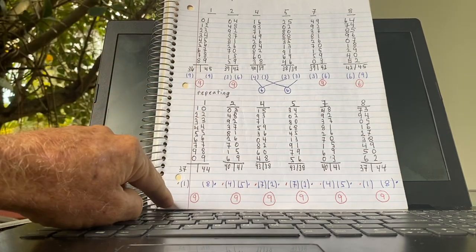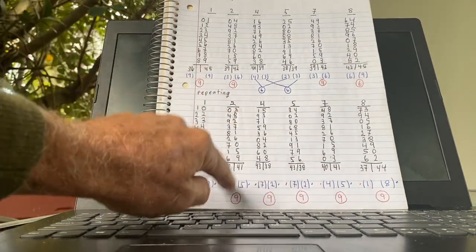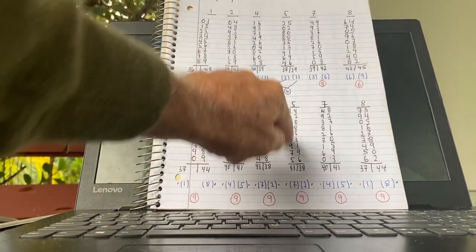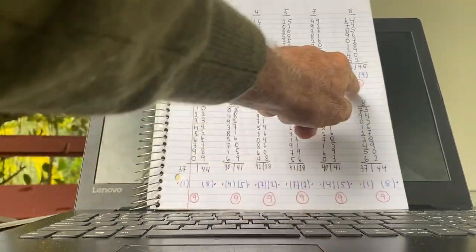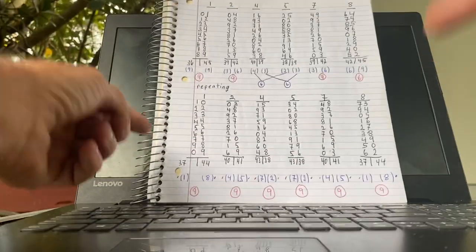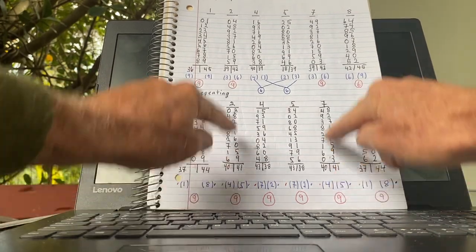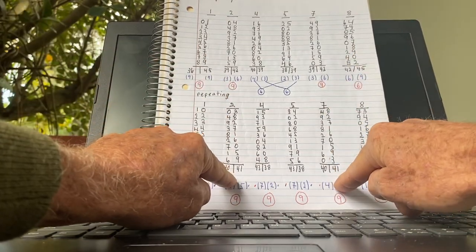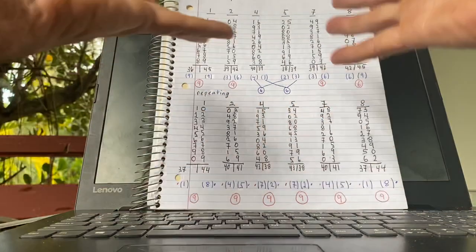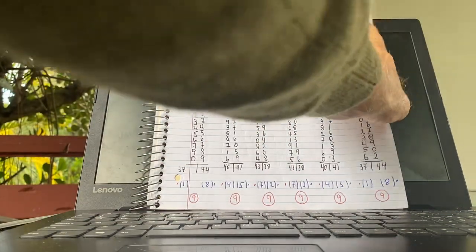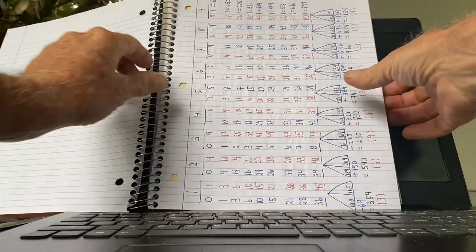On the repeating sequences, you're going to get 1, 8, 4, 5, 7, 2, 7, 2, 4, 5, and 1, 8. You can see that 1 and 8 are the same. 2 and 7 are the same because they're the same number. And 4 and 5 are the same because they are literally the same number. They're just rotating a little bit differently.